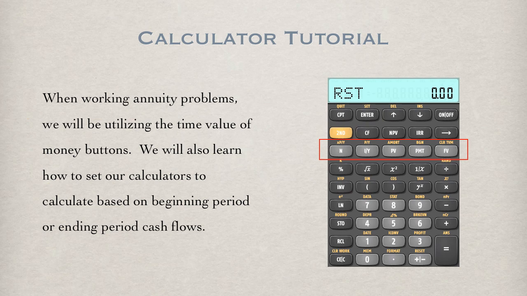So when we're working these problems, we're going to be using the five different buttons: the N button, the I per Y, the PV, the PMT, and the FV buttons on your calculator. So let's look at an example.